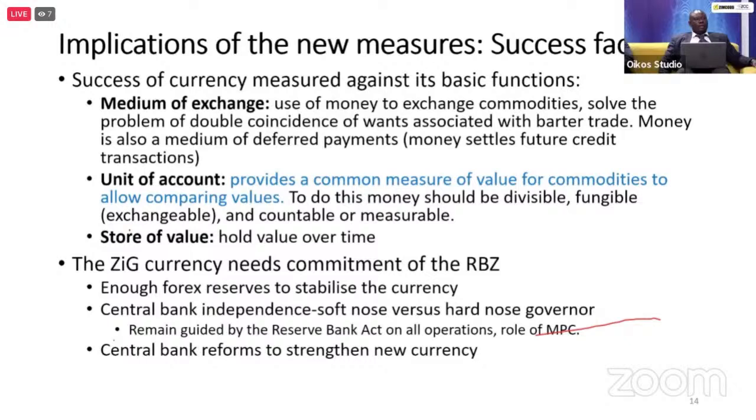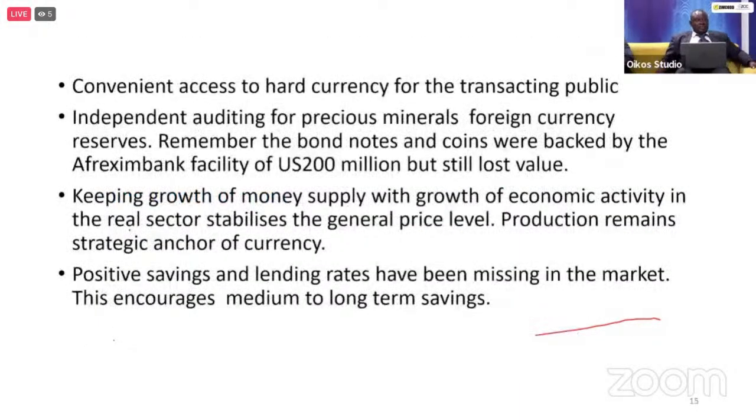We can also have the central bank be guided by the Reserve Bank Act on all its operations, not going beyond what the Act describes, which means the important role of the Monetary Policy Committee has to be fully observed for the currency to be effectively serving its purpose.